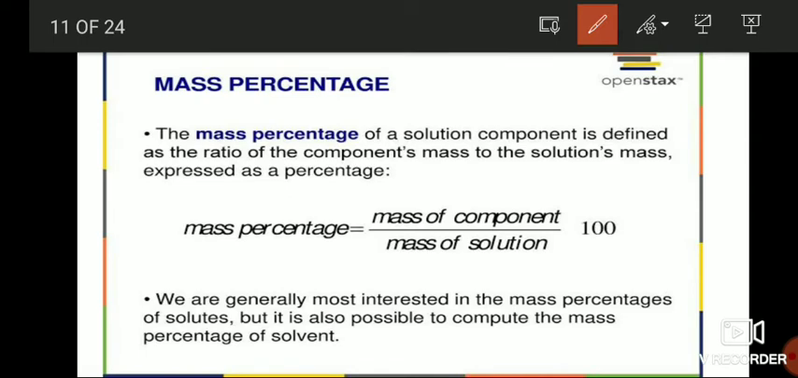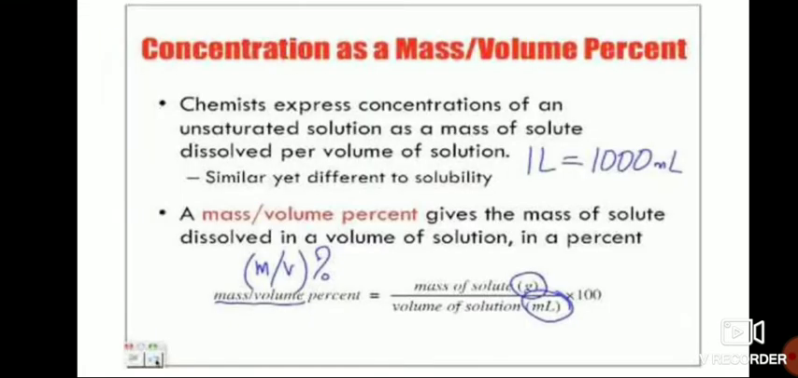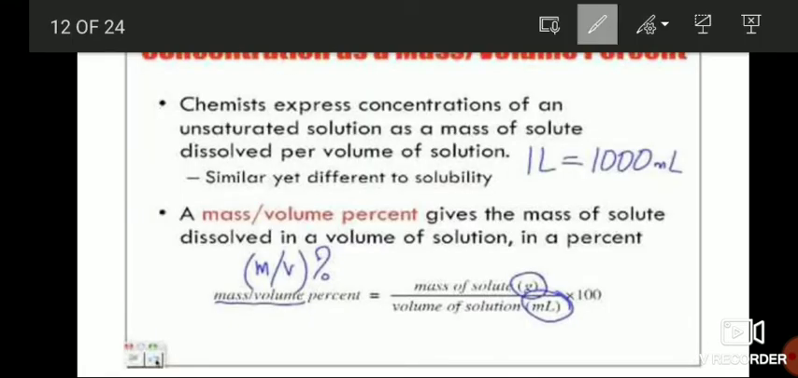Mass percentage. The mass percentage of a solution component is defined as the ratio of the component mass to the solution's mass, expressed as a percentage. Mass percentage equals mass of component divided by mass of solution, into 100. And concentration of mass. Chemists express the concentration of a solution as the mass of solute dissolved per volume of solution. 1 liter equals 1000 milliliters. This is concentration of mass per volume.